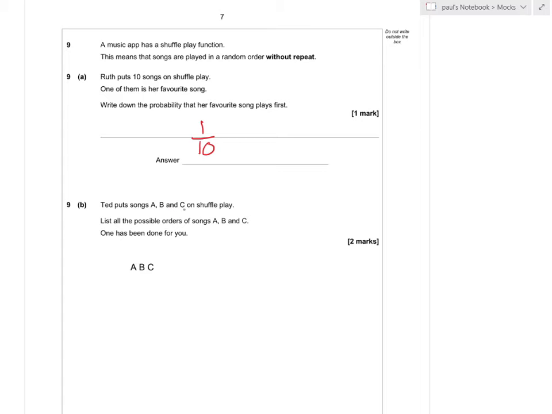Ted puts songs A, B and C on shuffle. List all the possible orders of A, B, C. So you could have A, B, C, A, C, B, and then you could have B, A, C, or B, C, A, or C, A, B, or C, B, A. So I think there's 6, without repeating itself.